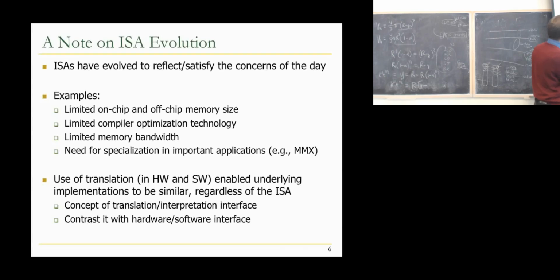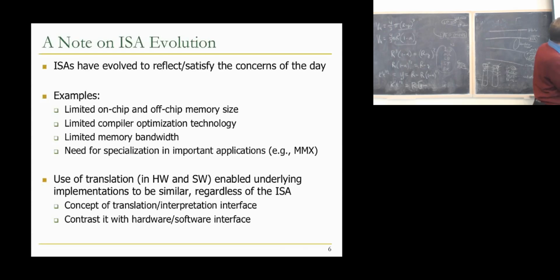Well, we talked about this. Limited memory bandwidth, that was true early on. That's going to become even more true going forward. We're putting more cores on chip today, and the pin count out of the chip is not scaling very well. We cannot increase the number of pins. So going forward, some of the characteristics of the CISC ISAs might be very useful.